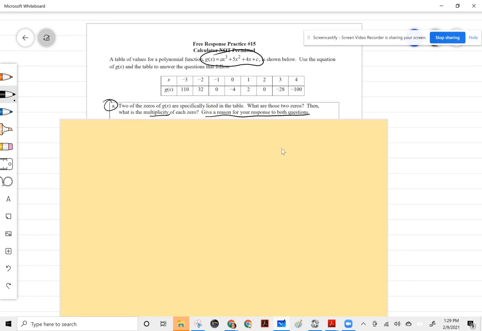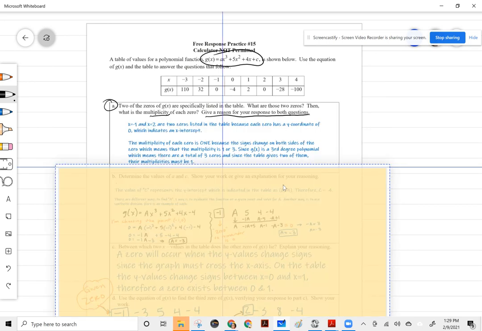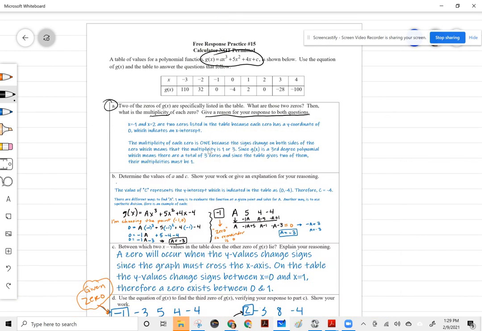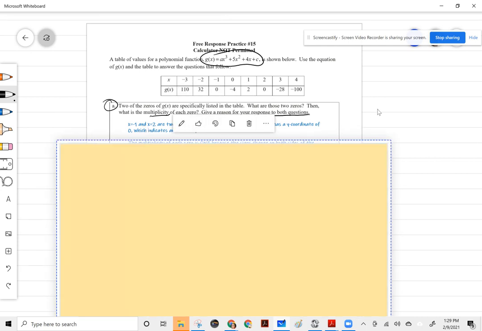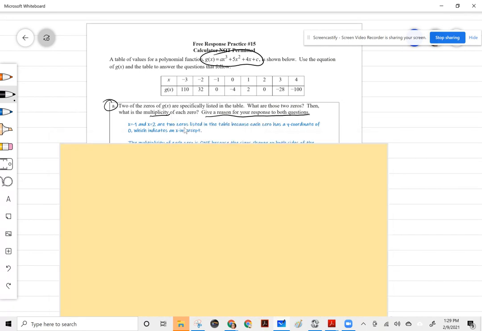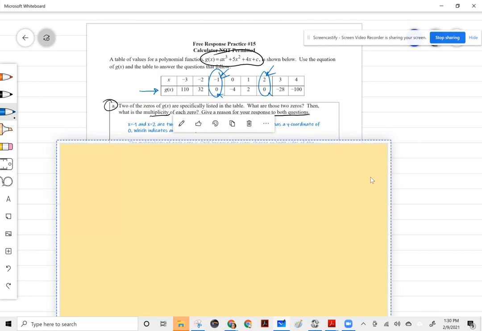All right, so if we take a look at x equal to -1 and 2, those are two zeros listed in the table because each zero has a y coordinate of 0, which makes it an x-intercept. So that's what we're doing. We're identifying the fact that the zeros have a 0 for the y value, which makes this the zero of the function. So we've got -1 and 2 as the zeros. Now the multiplicity of each is going to be 1.